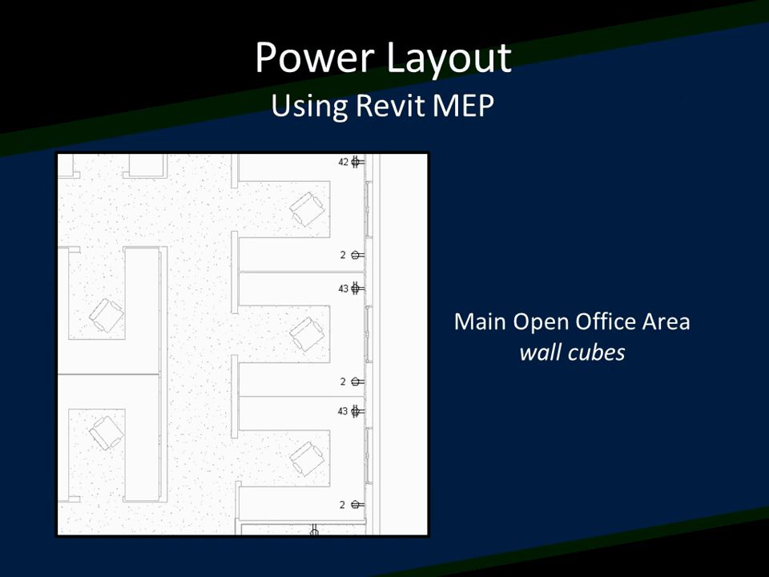So now we're going to talk a little bit about the power layout. As you can see here, this is our main open office area. And these right here are cubes along the wall. And so when we were putting the power in these, we basically just had to plan for one receptacle in each office for general use, and then a quadruplex receptacle for data.